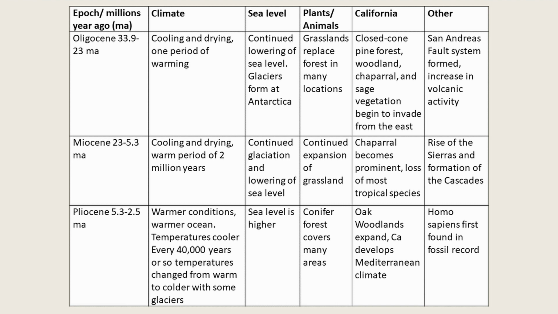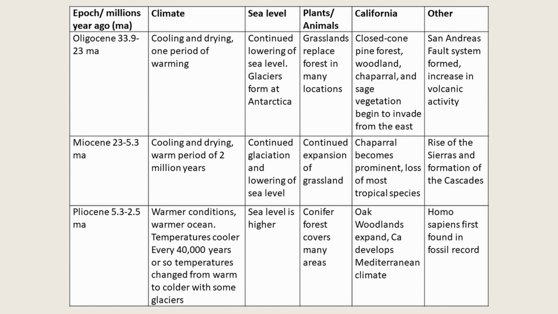In California, we have closed cone pine forest, woodland, chaparral, and sage vegetation, all beginning to invade from those Rocky Mountains and the deserts. The San Andreas Fault system is formed, and we have a lot more volcanic activity.